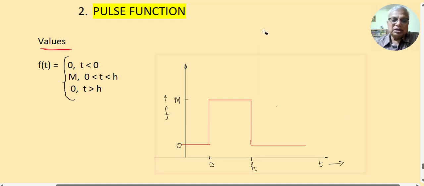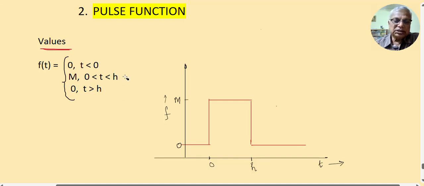Now we require mathematical equations to describe this function. We are not very much concerned with t less than 0, what has happened before time 0. Our concern in process analysis will be what happens after 0 time. So we require equations for these two periods.